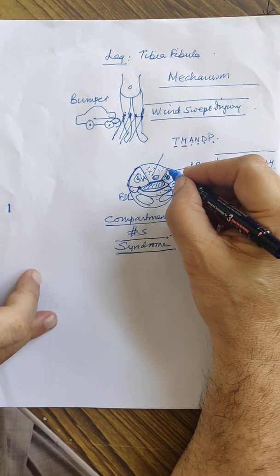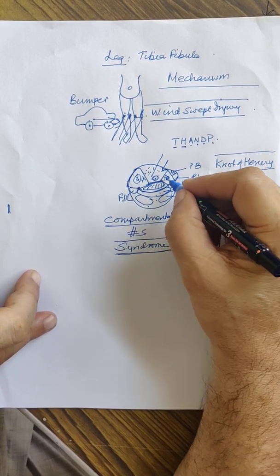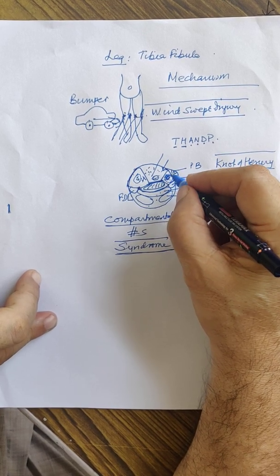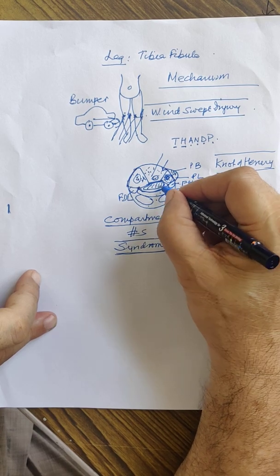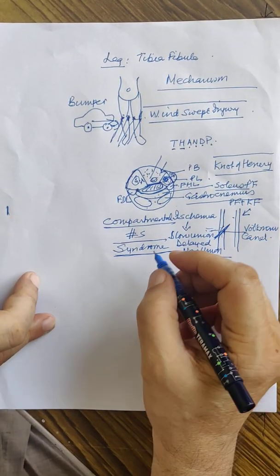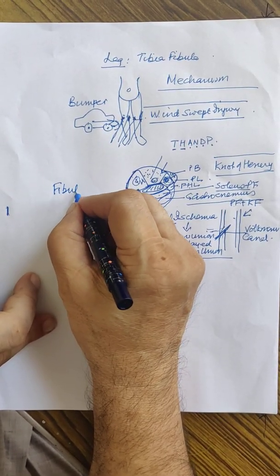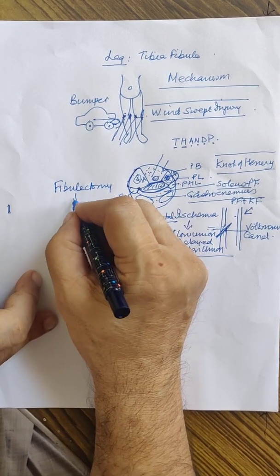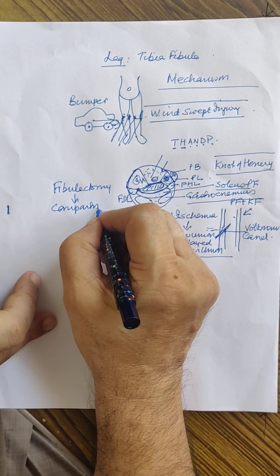But if you want to decompress the compartment, either you do a fasciotomy or you take out the fibula, and you would find that all four compartments, anterior, lateral, deep posterior and superficial posterior, are decompressed by removing the fibula. So fibulectomy is the treatment of compartment syndrome.